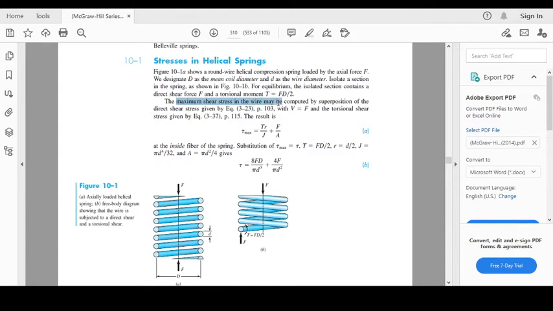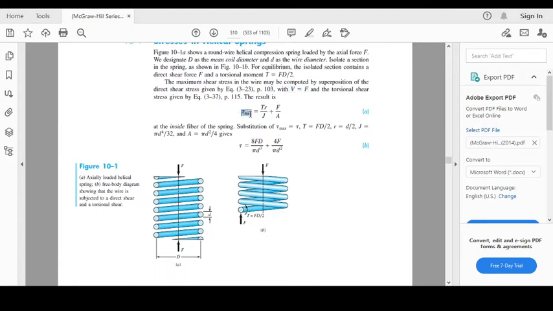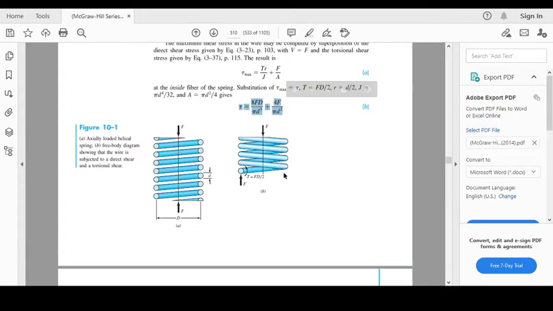The maximum shear stress in a wire may be computed by superposition of the direct shear stress, with F over A, and the torsion shear stress given by TR over J. J is the polar moment of inertia. You remember in solid mechanics 2, in the deflection of beams, we mentioned a lot about polar moment of inertia. Plus F over A inside the fiber of the spring. You can get shear stress equal to 8Fd over pi d to the power of 3 plus 4F over pi d to the power of 2. This is the shear stress of the spring.